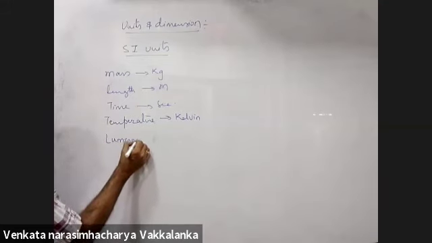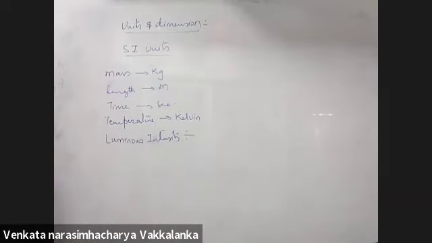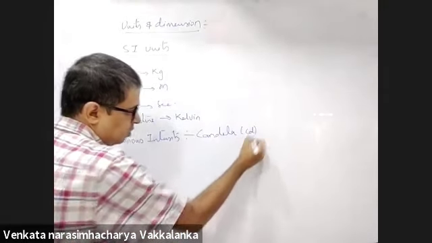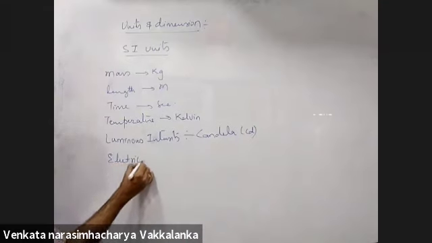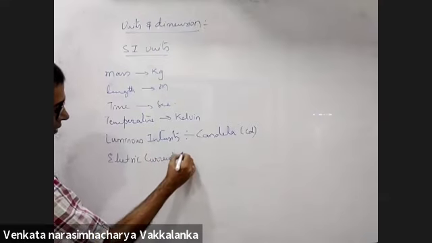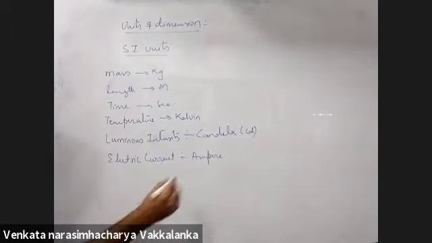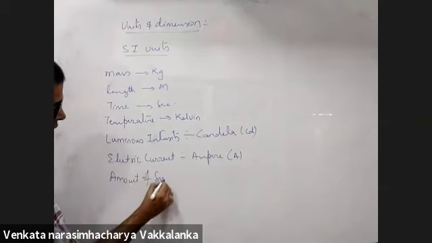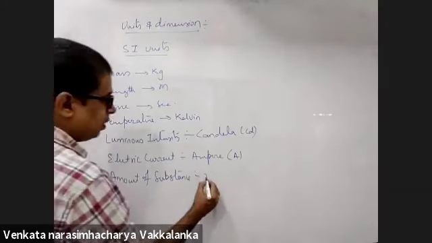Luminous intensity, candela, CD. Electric current is measured in ampere. We will be using the symbol A. Amount of substance is in mole.